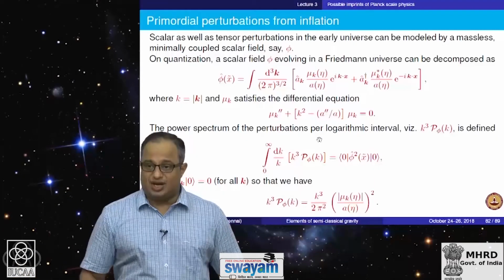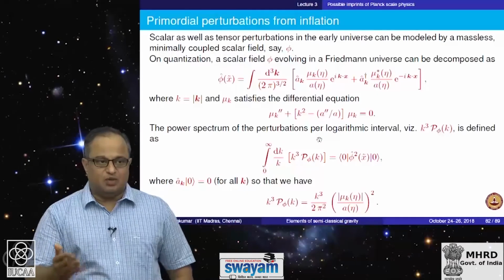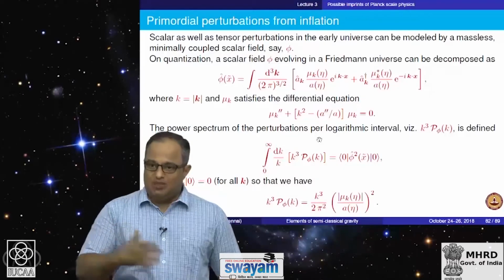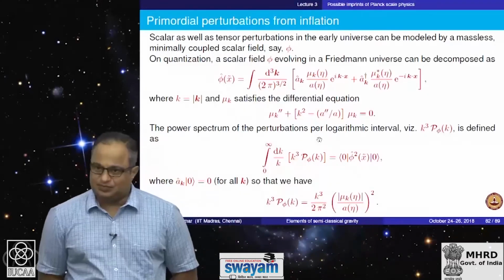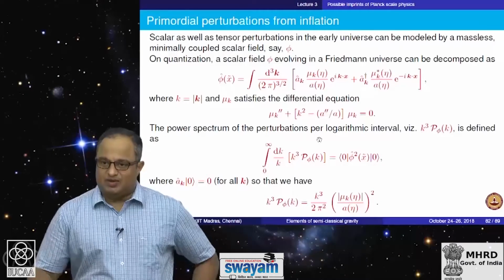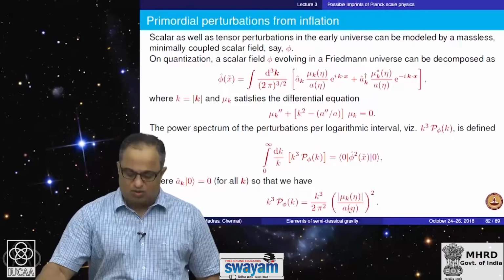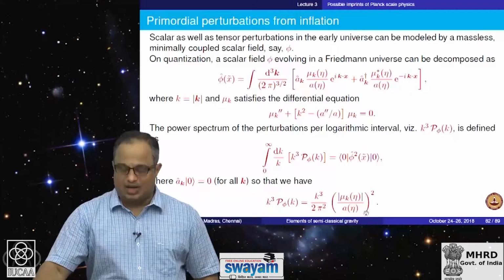There have to be some initial conditions that have to be imposed. Since inflation is supposed to overcome the horizon problem, you impose initial conditions when the modes are well inside the Hubble radius, and evolve those modes and evaluate the power spectrum. What you will find is that this mu by A depends on time. It explicitly depends on time.